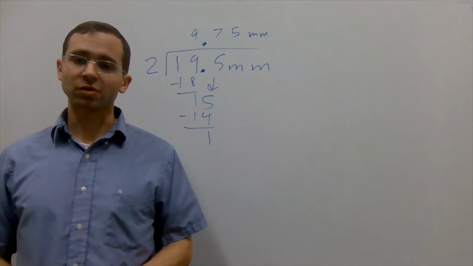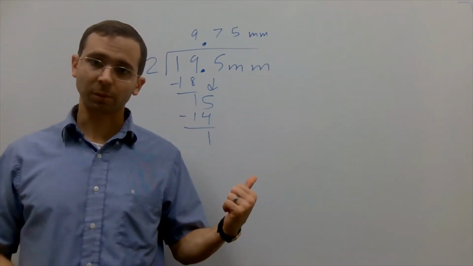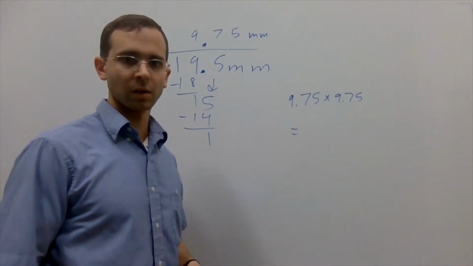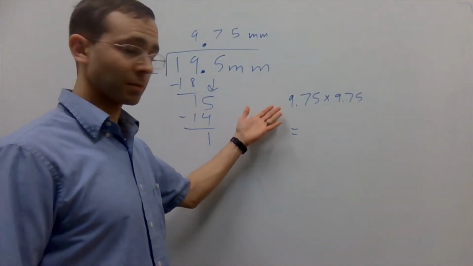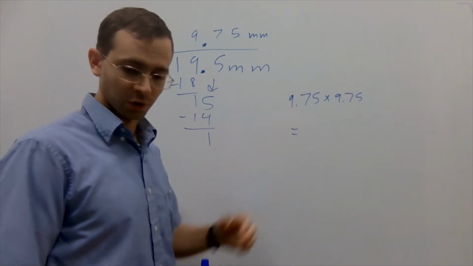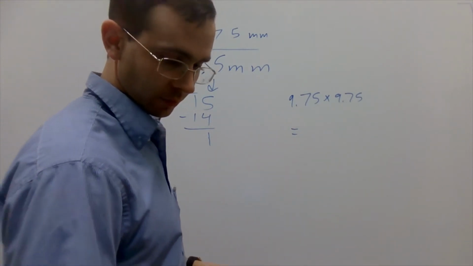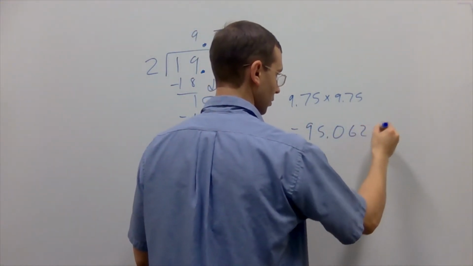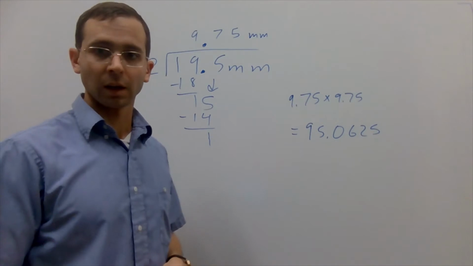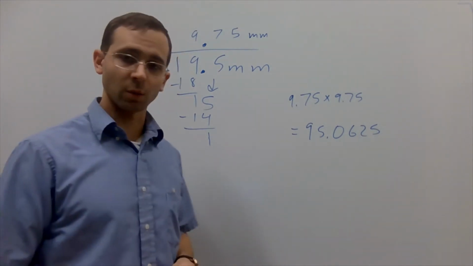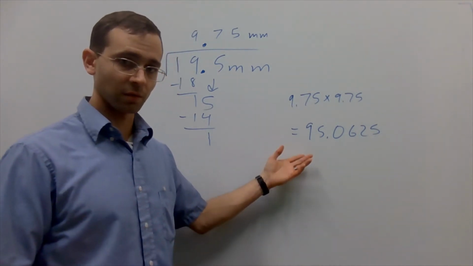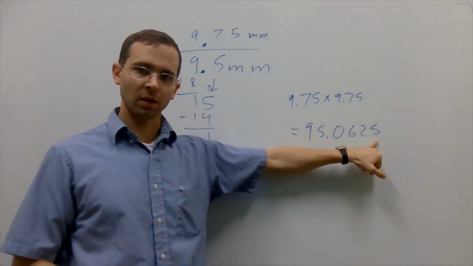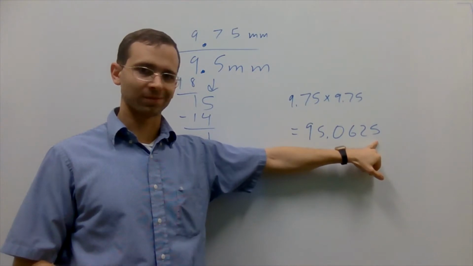To find the area of the circle, I'm going to have to square that number and then multiply by pi. So we're looking at 9.75 times 9.75. Now, put this in our calculator, we get 95.0625. Now this brings up the question, do I know this value out to the 10,000th of a square millimeter? No.